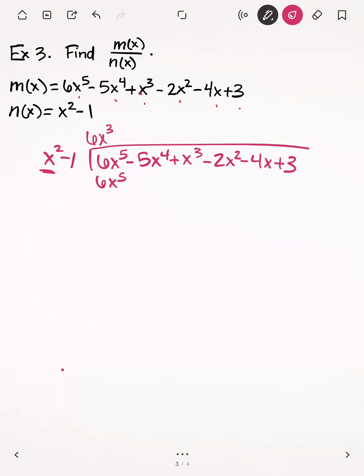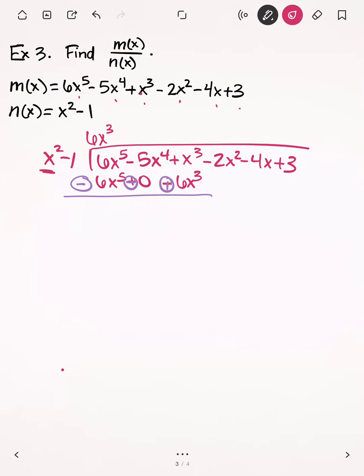Then I take 6x cubed and I multiply it by a negative 1. That gives me a negative 6x cubed. So I have to make sure I write it under its like term. So a negative 6x cubed. I don't have anything under that x to the 4th term, so I'm just going to put in a 0 as a placeholder. And I draw the line, and I change all of my signs, all of them, every single one of them. Don't forget one.